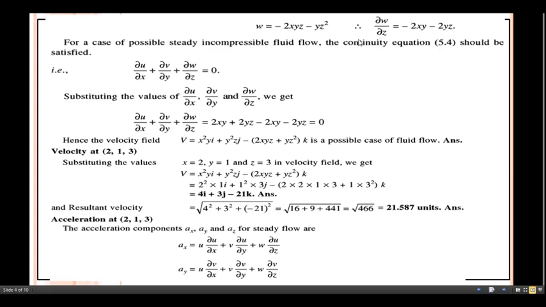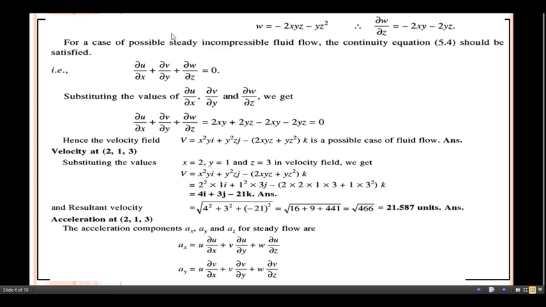So ∂w/∂z equals, so the derivative of this one with respect to z is nothing but minus 2xy. This term will remain as it is, and the derivative of z is nothing but 1. That's why here the z vanishes. So what about the next one? Minus 2. Why is the minus 2 written here? Because the derivative of z square is nothing but 2z. So 2yz will occur here.